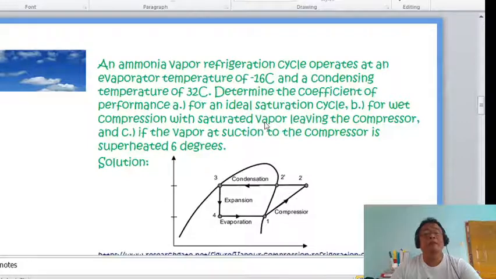A. For an ideal saturation cycle. B. For wet compression with saturated vapor leaving the compressor. And C. See if the vapor at suction to the compressor is superheated at 6 degrees.